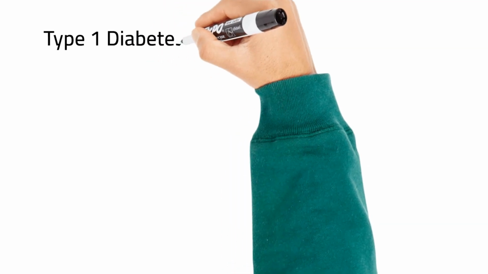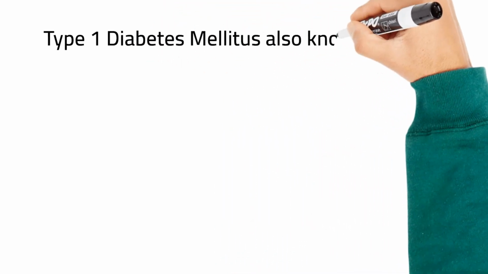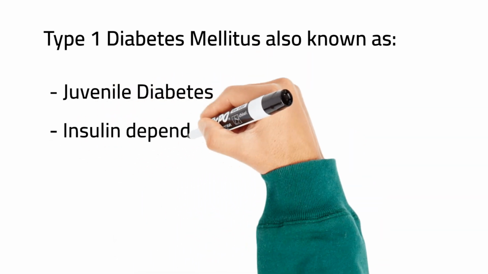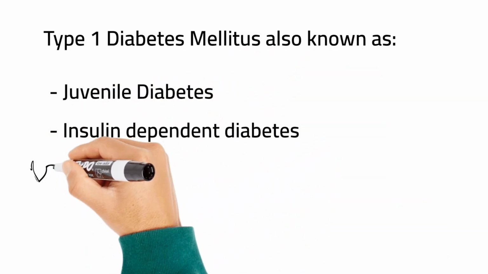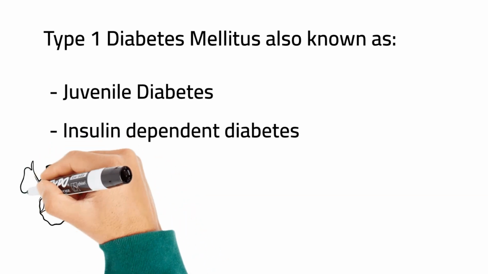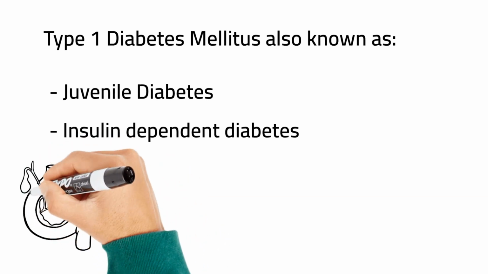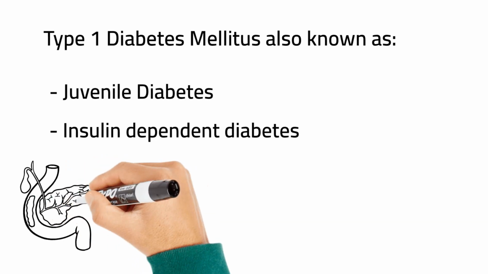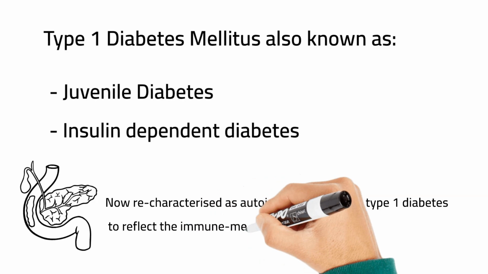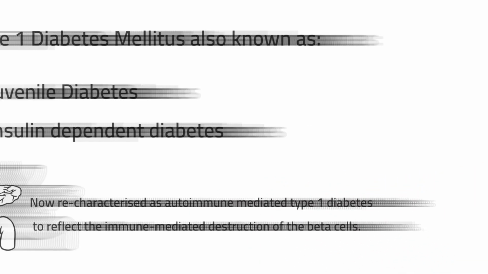Type 1 diabetes or autoimmune-mediated diabetes was previously known as juvenile or insulin-dependent diabetes, as it's commonly diagnosed in children and adolescents. However, it has now been recharacterized to reflect the immune-mediated destruction of the pancreatic beta cells. I will therefore use type 1 diabetes and autoimmune diabetes interchangeably for the purpose of this video.